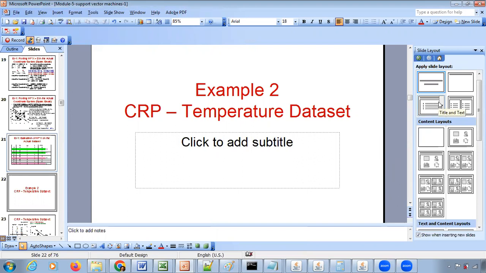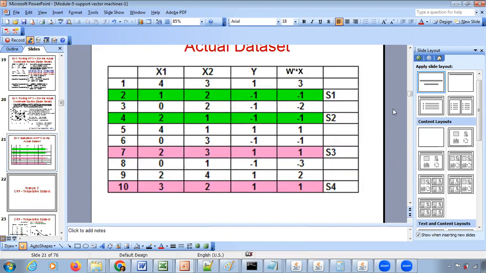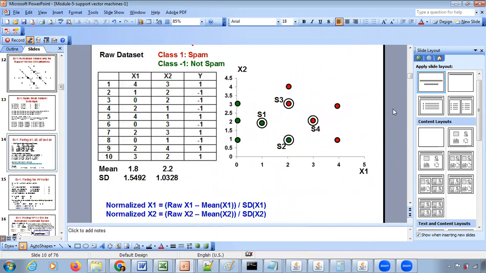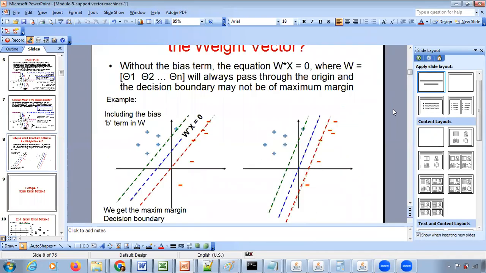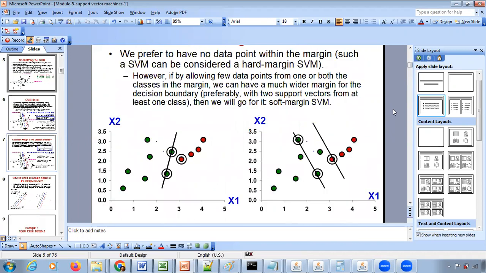Okay, so let us continue with support vector machines. We'll see a lot more examples now in this video. In the previous video, we saw the theory behind support vector machines, how to identify support vectors, and how to set up the maximum margin decision boundary.